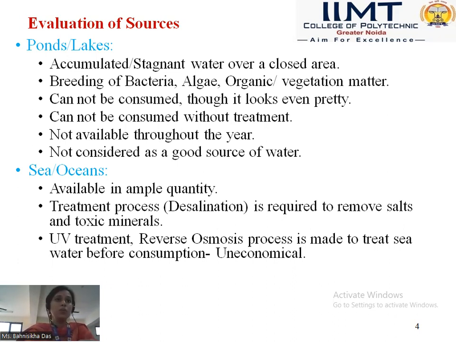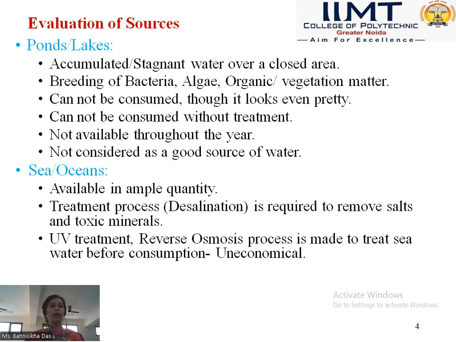Next, we have seas or oceans. As we all know, out of the total percentage of water that is available on Earth, almost 97% of water is coming from seas or oceans. So there is no question in terms of quantity as far as seas or oceans are considered. We will get ample quantity of water from seas or oceans.